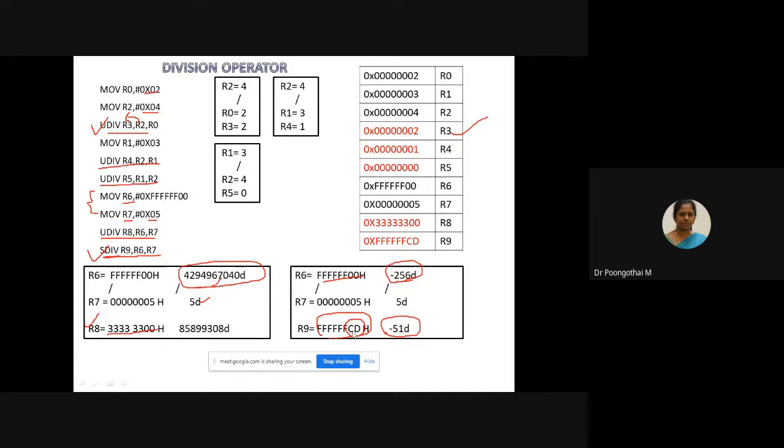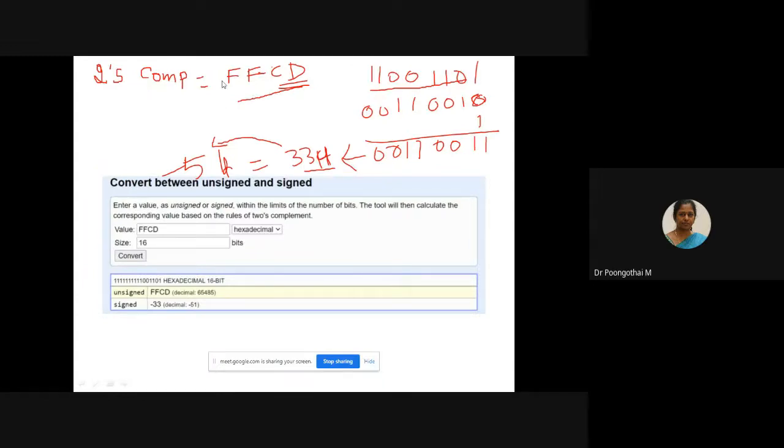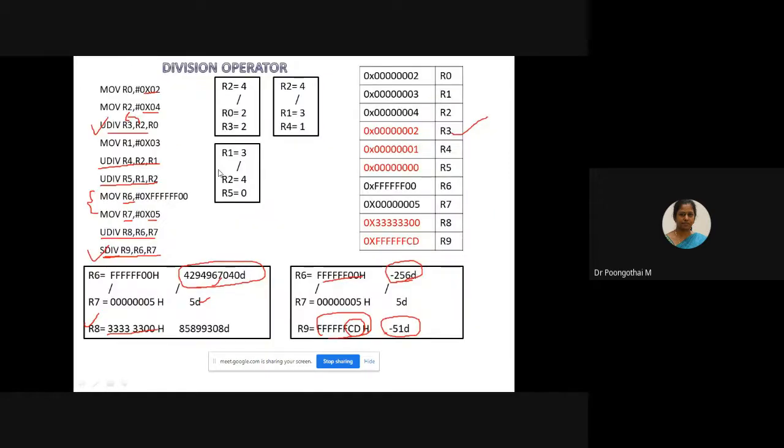This is what you will get in Keil. To interpret it, just take the 2's complement of this particular value. So write it in binary and find the 2's complement. After calculating the 2's complement, this is going to be your answer, 33 hexadecimal. Convert that value into decimal. So that value is 51. So when we divide this 256 by 5, the answer will be minus 51.